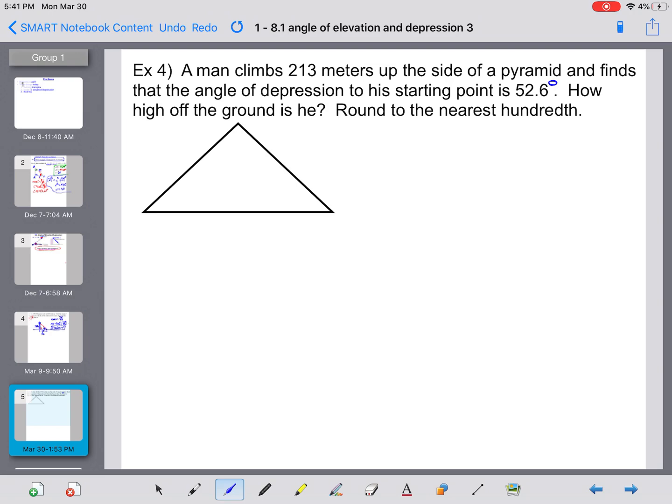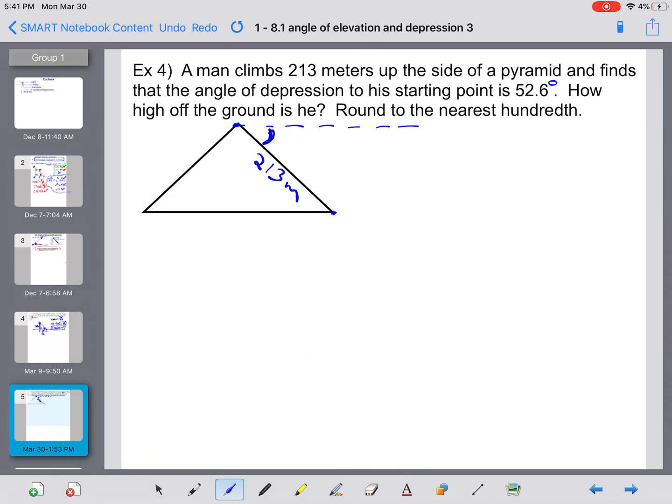So here's where the guy starts, right? He climbs up the pyramid, so the side of this pyramid is the 213 meters. He climbs up, and now when he's up here at the tip top, he looks back down at where he started. So he looks straight ahead, then he looks down like that, and that is the angle of depression. So be careful, it has nothing to do with angles inside the pyramid right there. The angle of depression is looking straight ahead and looking back down at where he came from. We want to know how high off the ground he is.